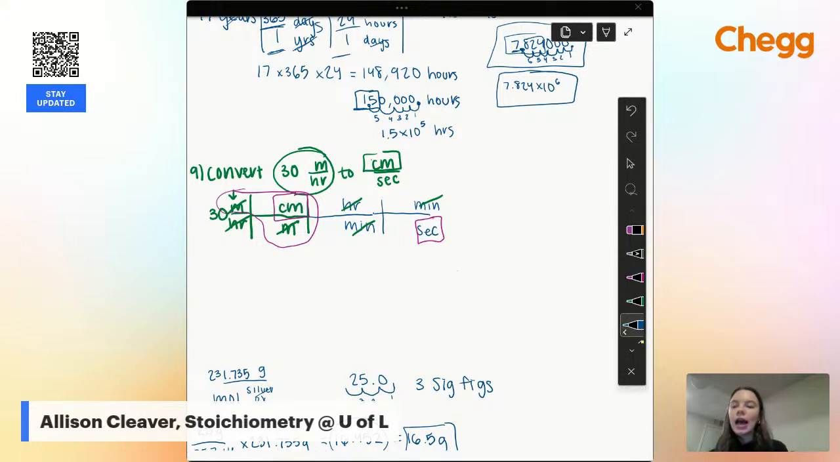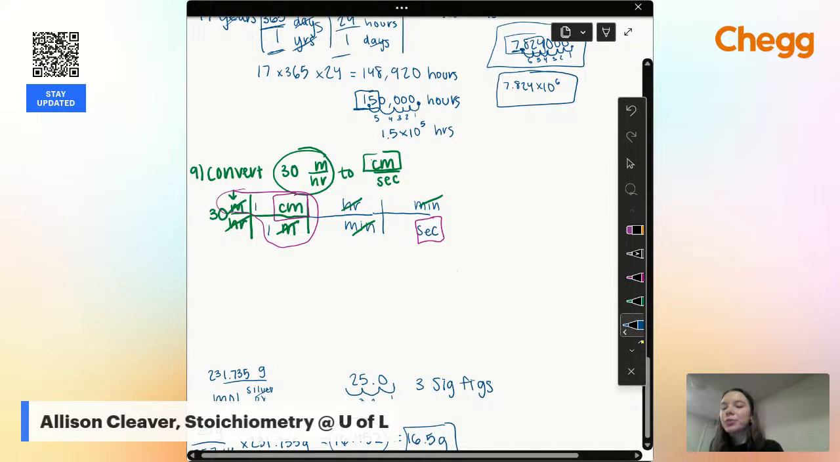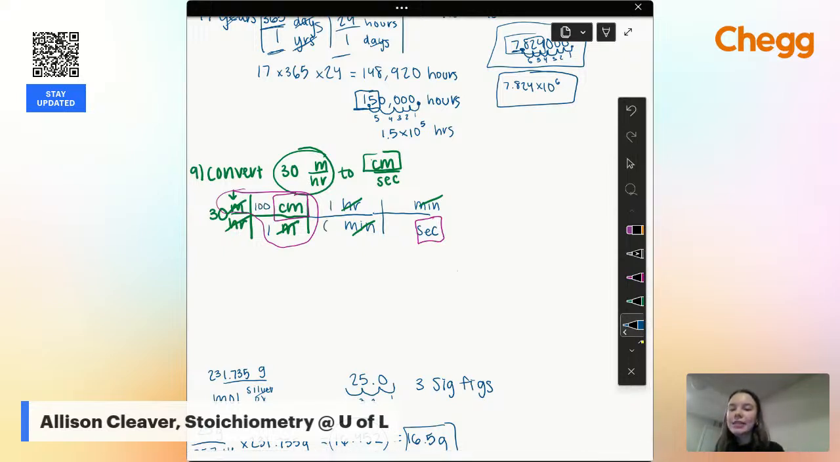So I know 1 meter has 100 centimeters. I know 1 hour has 60 minutes. And I know 1 minute has 60 seconds. So we're multiplying the top and dividing the bottom. So we do 30 times 100 divided by 60 divided by 60. I'm going to give y'all about 30 seconds to put that in the calculator, get those good sig figs, and let me know what your final answer is.